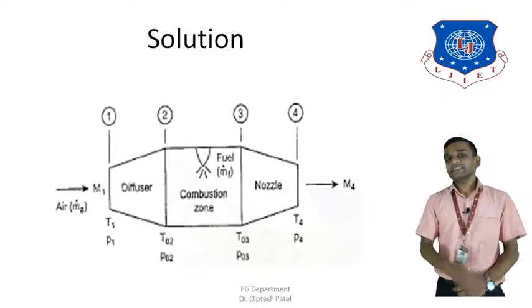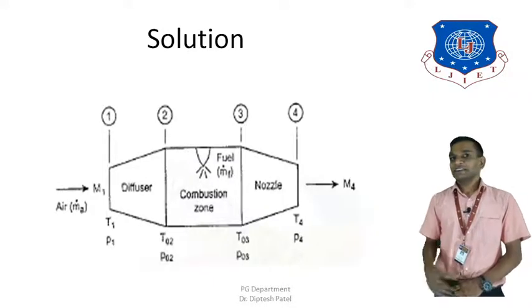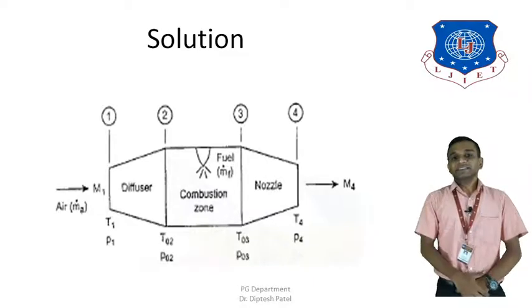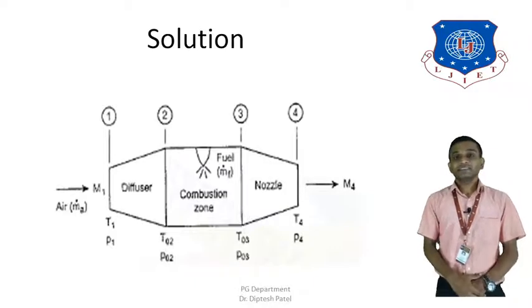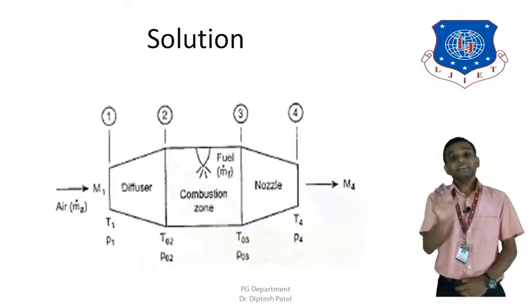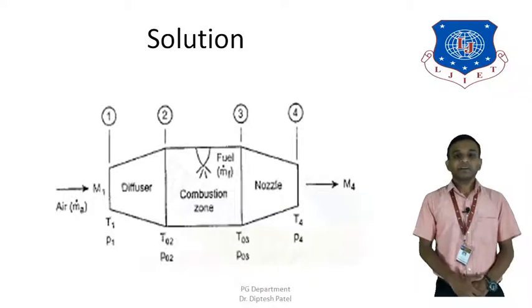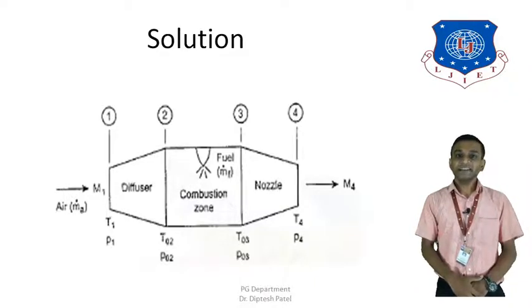Before we start the example, let's understand the different values. Basically, a ramjet engine doesn't have a compressor or a turbine, so it is divided into 4 different sections. Section 1 to 2 represents the diffuser section, where 1 is the inlet of the diffuser and 2 is the outlet of the diffuser. 2 to 3 is the combustion chamber or combustion zone, where 2 is the inlet of the combustion chamber and 3 is the outlet. 3 to 4 is the nozzle, where 3 is the inlet of the nozzle and 4 is the outlet of the nozzle.